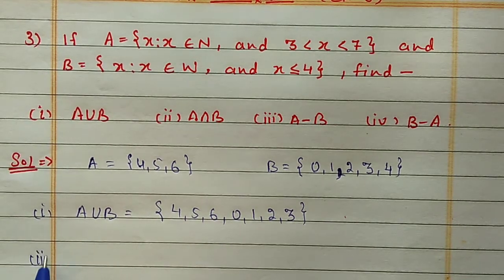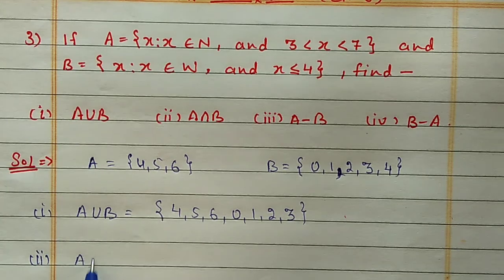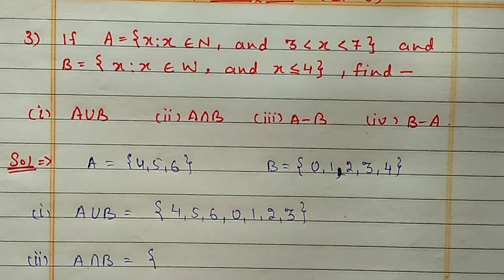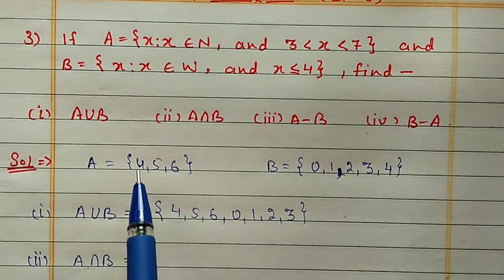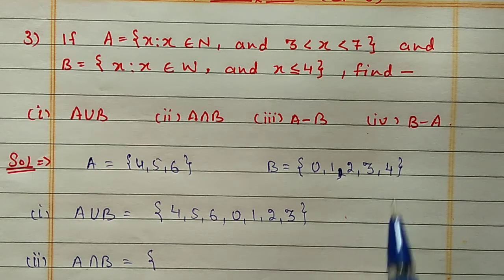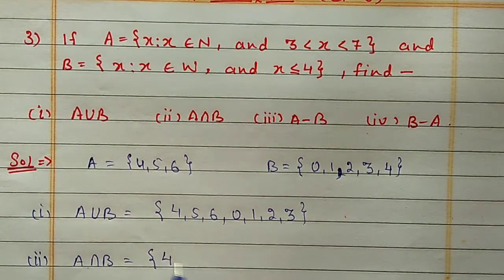Second part, we have to find A intersection B. A intersection B means the numbers which are common in A and B. So we will start from the first set A. See, first the number 4 is there. We will check whether 4 is in B. Yes, 4 is in B also. We will write 4 here.